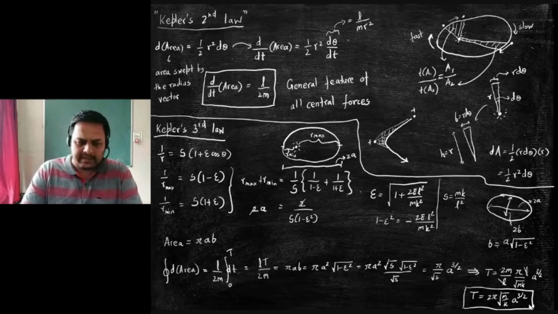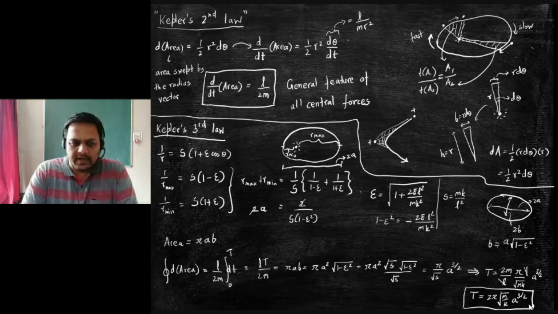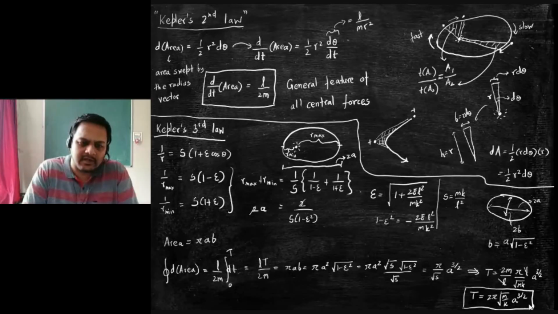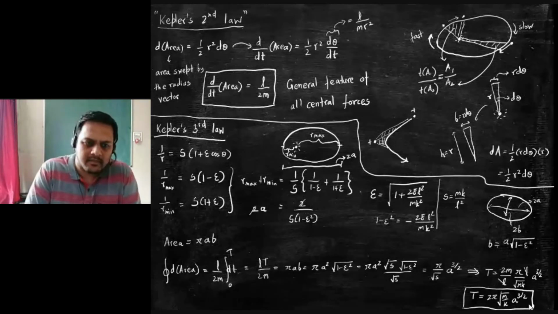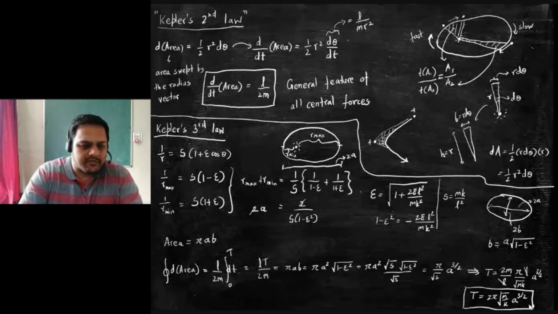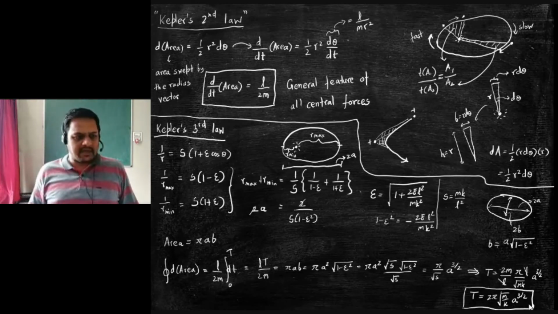This is basically Kepler's third law, that the square of the time period is proportional to the cube of the semi-major axis. Mean distance, no? Mean distance is proportional to the semi-major axis, no? Yes, sir. So it is basically in terms of the semi-major axis in this case. Okay. So this gives you Kepler's third law as well.